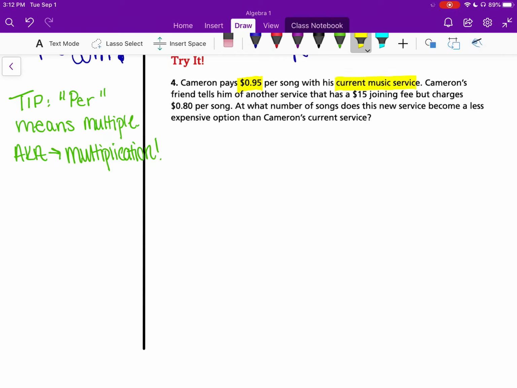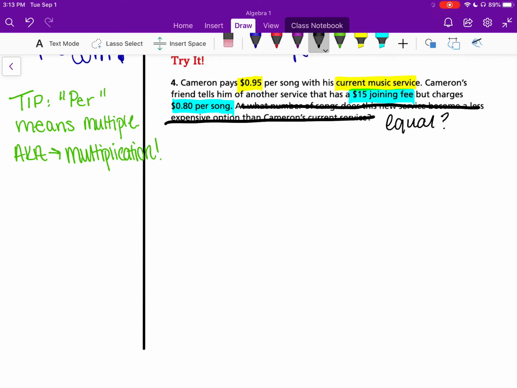Cameron's friend tells him of another service. So this is like Spotify and Apple Music if you still bought songs. Cameron's friend tells him of another service that you have to pay $15 to join, but you only get charged 80 cents a song. We're going to mark out this last part because we don't want to know what number of songs is one more than the other. I just want to know, when are they equal? When would they cost the same?